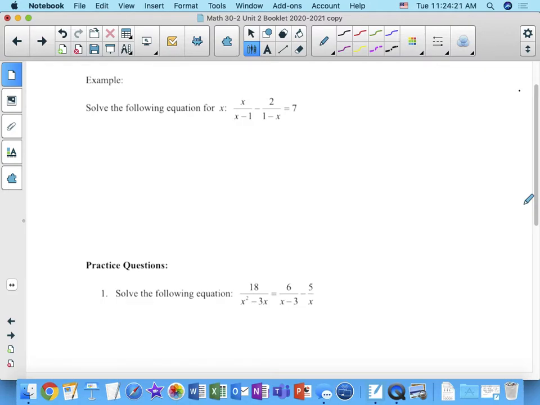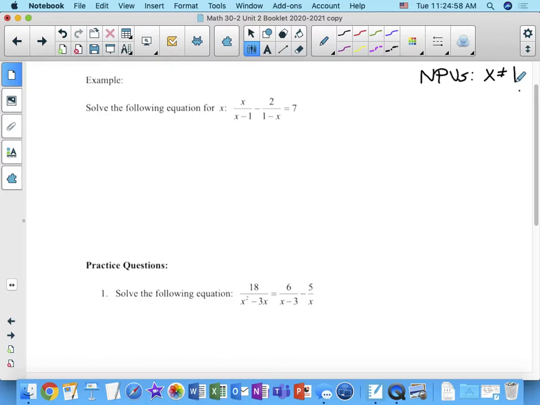Non-permissibles. So we've got this factor in one denominator of x minus 1. What's the non-permissible there? 1. And then I've got another one of 1 minus x. What's the non-permissible there? One minus what equals 0? Yeah, 1. It's the same thing, okay? So there's only one non-permissible, it's 1.